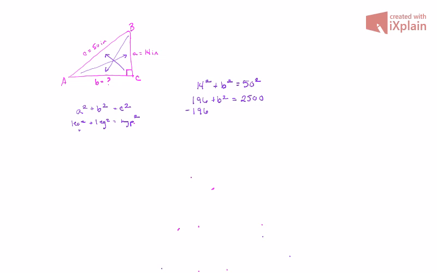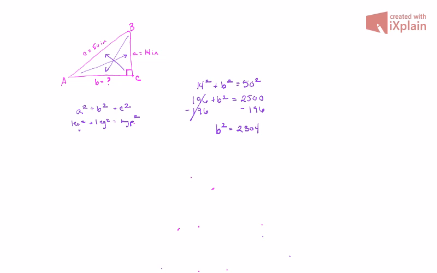We will start to isolate b by subtracting 196 from both sides. Remember that we have to subtract it from both sides because we are working with an equation and we need to make sure that everything stays balanced. So what I do to one side, I must do to the other. So this leaves me with b squared is equal to 2,304.